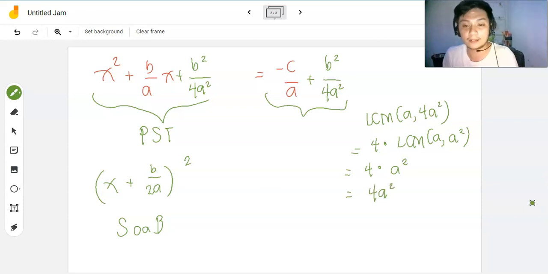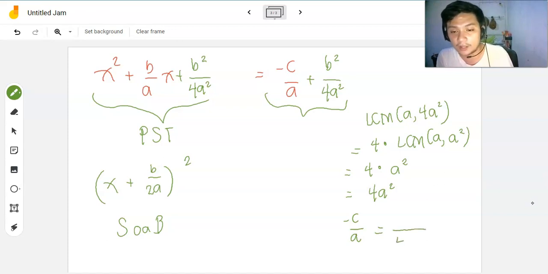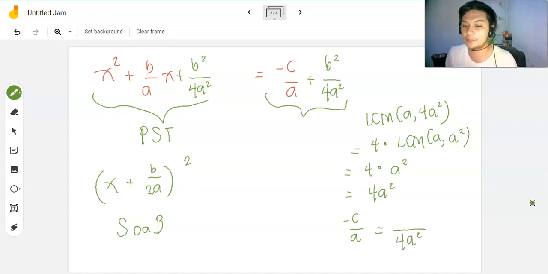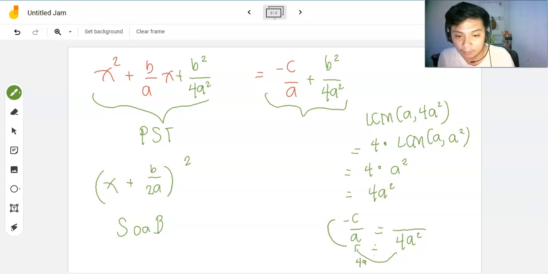And it so happens that this 4a squared that we got as LCM, which will be the LCD, is just the denominator of this second fraction here. So, we do not need to rename this second fraction. It is only negative c over a. So, negative c over a, when renamed as a fraction with denominator 4a squared, what is its numerator? How do we get the new numerator? We divide the LCD, or the new denominator, by the old denominator. So, 4a squared divided by a is just 4a. And then, multiply the result by the old numerator. So, 4a times negative c is negative 4ac.